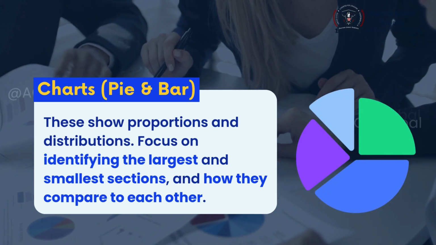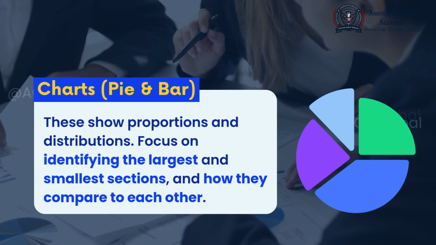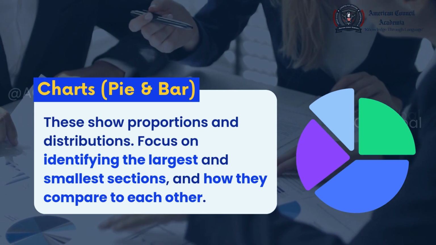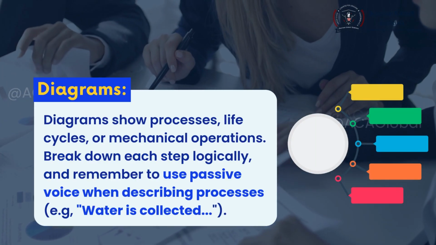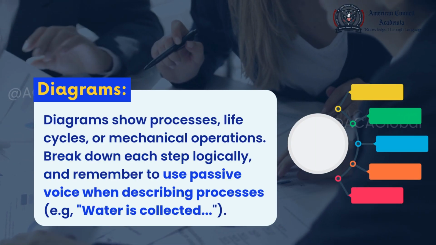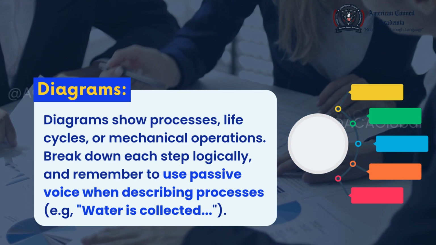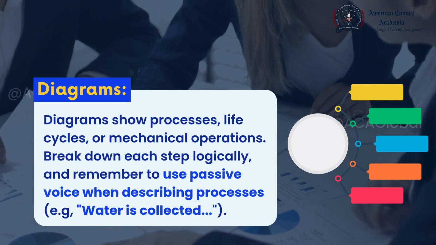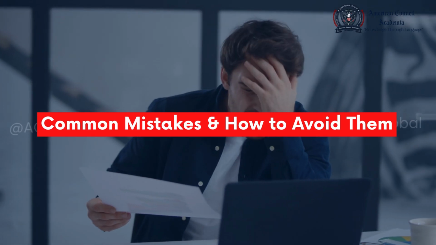Charts, pie and bar. These show proportions and distributions. Focus on identifying the largest and smallest sections, and how they compare to each other. Diagrams. Diagrams show processes, life cycles, or mechanical operations. Break down each step logically, and remember to use passive voice when describing processes. Example: water is collected. Common mistakes and how to avoid them.